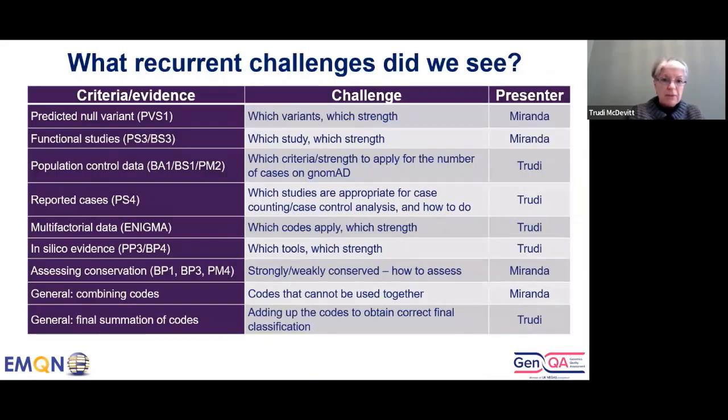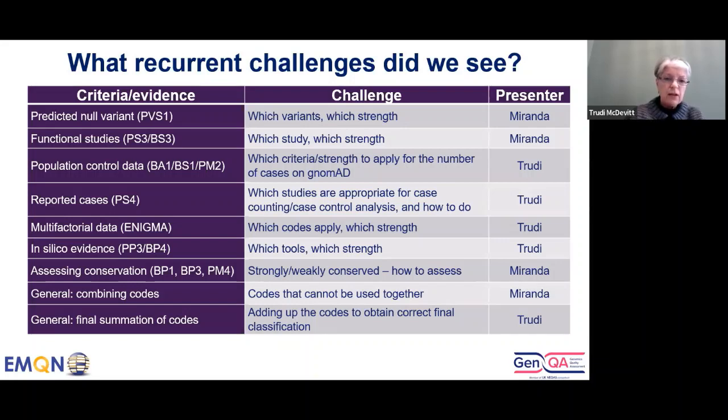The recurrent challenges that jumped out to us were in these main categories that are listed in the first column. So PVS1: which variants were appropriate for this code to be applied and at which strength. Functional studies: which functional studies were appropriate to use and at which strength. Population control data, in particular BS1 and PM2: for the cases that you're seeing on gnomAD, which of these criteria are appropriate to apply? The PS4, taking a case counting or case control analysis approach: which studies were appropriate and how to do them? Applying multifactorial data: which codes apply and which strength? In silico evidence: which tools and which strength?